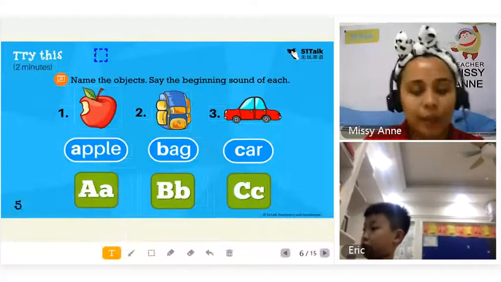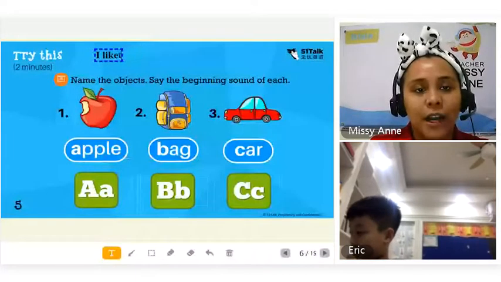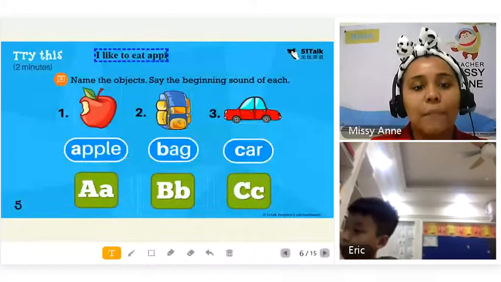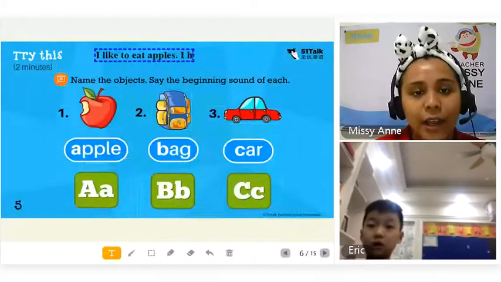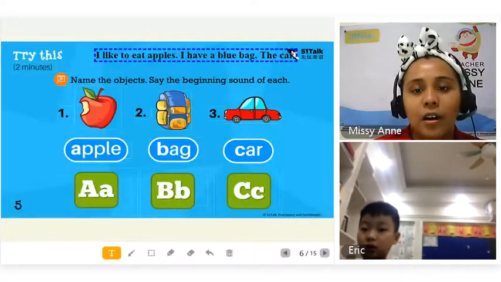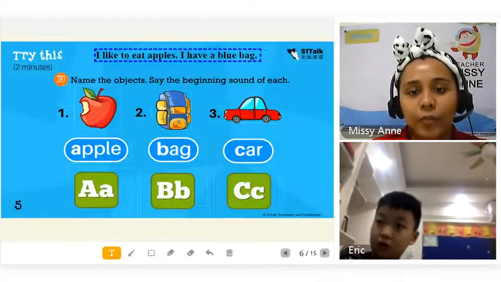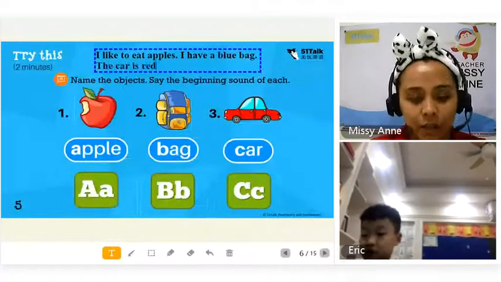Okay. I like apples. I like to eat apples. I have a blue bag. The car. Okay. The car is red.